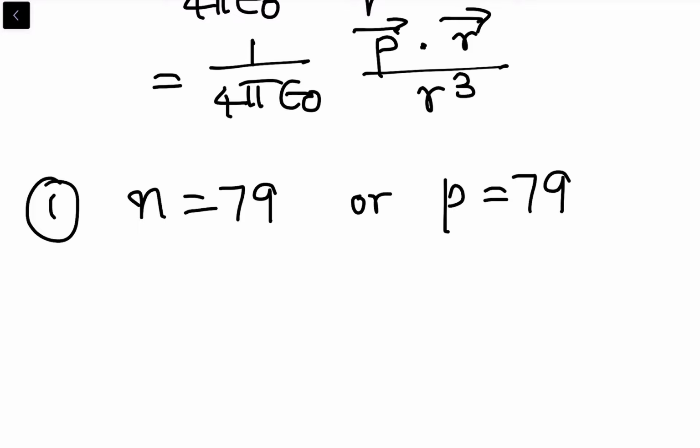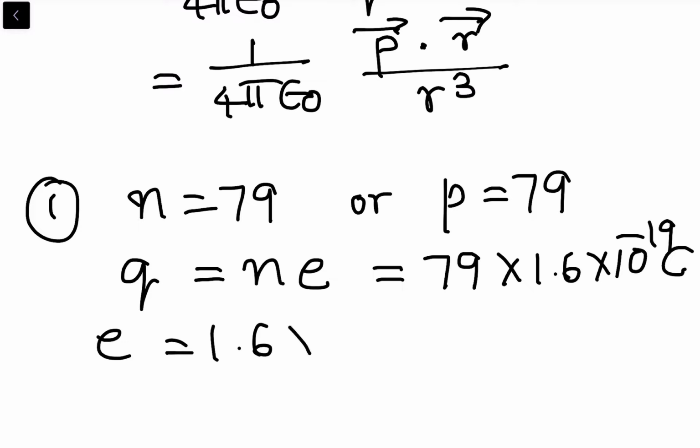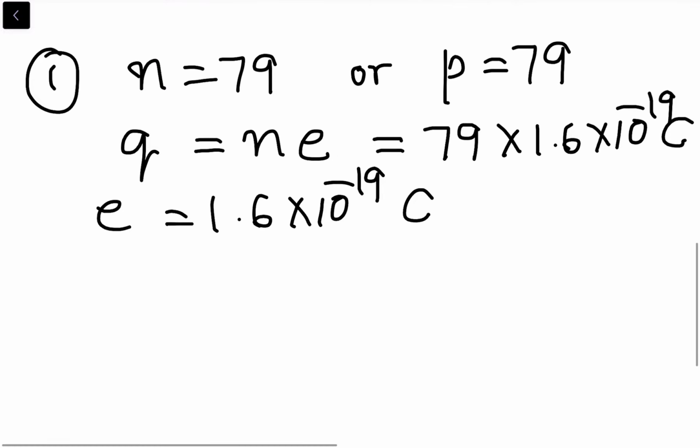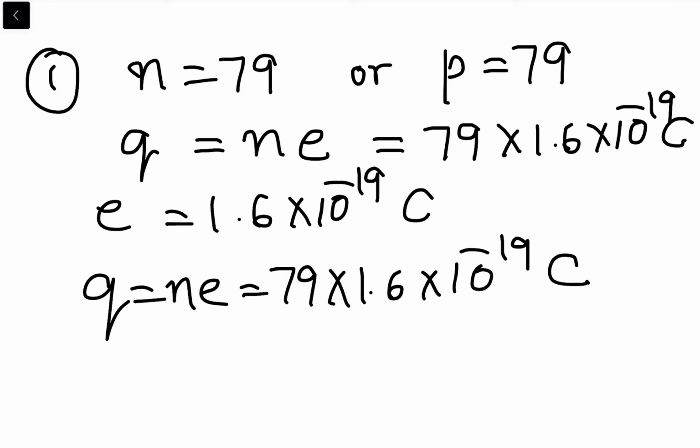Therefore, total charge Q is equal to N into E, that we learnt in the previous chapter. That is, N is equal to the number of protons or number of electrons, which is 79 in this case, and the charge on one proton is equal to 1.6 into 10 to the power of minus 19 coulombs. They have given this in the problem, that is E is equal to 1.6 into 10 to the power of minus 19 coulombs. So we have substituted it here. Therefore, Q is equal to Ne is equal to 79 into 1.6 into 10 to the power of minus 19 coulombs. That is the charge.